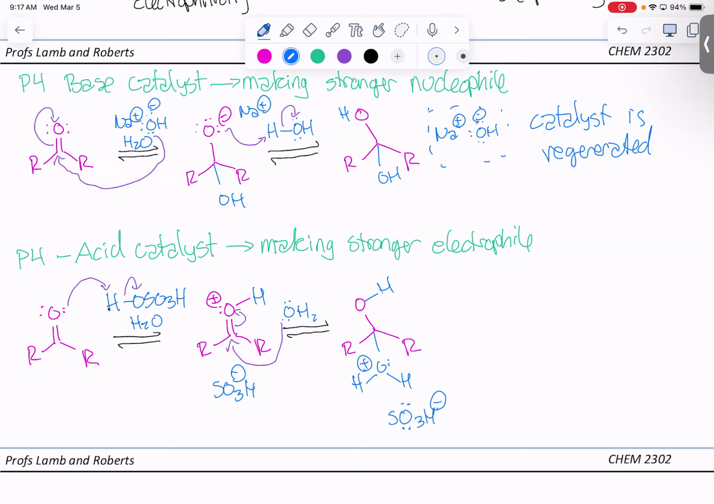If you wanted to use water to deprotonate this instead, I don't care. We can regenerate H2SO4 as well. We just need something that's a pretty acidic proton. We just need something to regenerate our catalyst. And then, of course, we've returned H2SO4 to its catalytic form. So we've again regenerated our catalyst in both of these cases. And this is why we just need a stoichiometric or more amount of water so we can regenerate this catalyst.